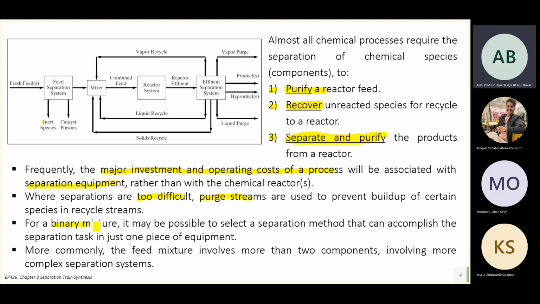For a binary mixture, it is possible to select a separation method that can accomplish the task with just one piece of equipment. Okay, binary. Binary means what? Two. Okay. If it involves more than two components, then it will involve a more complex separation system. Okay, any questions so far? Clear?